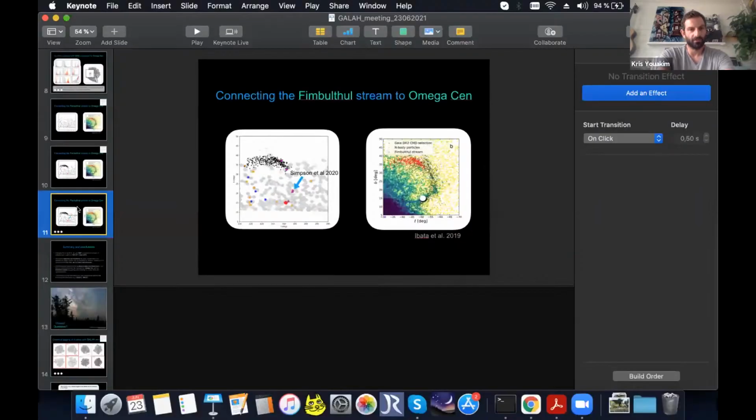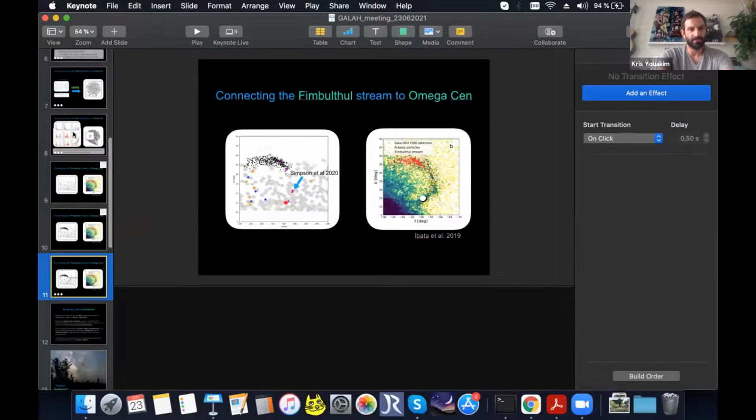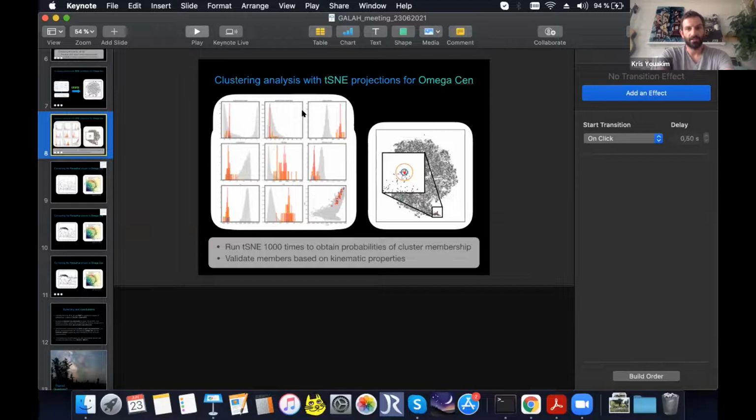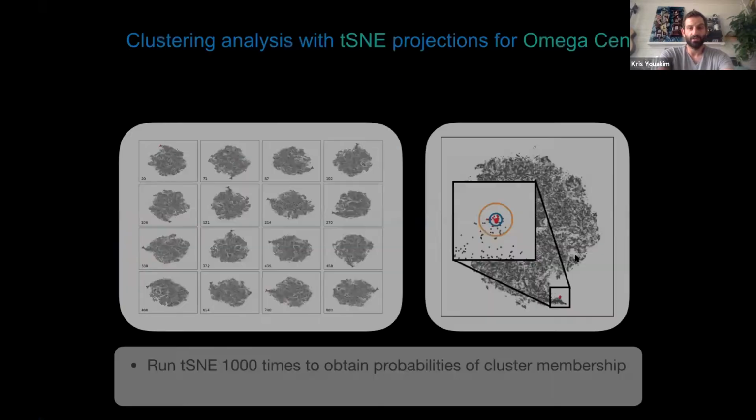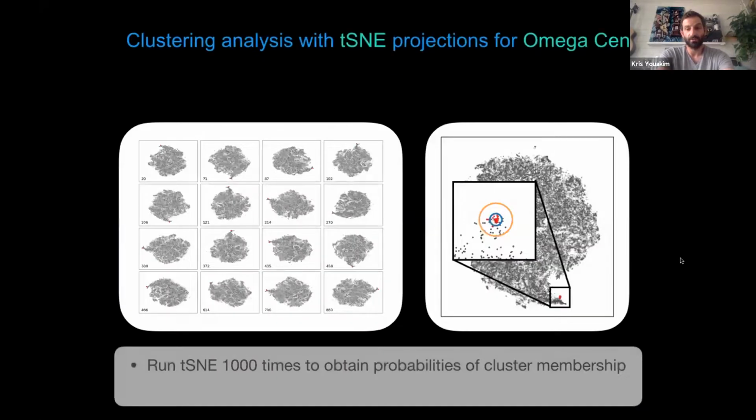Okay, so the first part of your question, did I try with just kinematics? Yes, I did. And I don't remember exactly, the results were slightly worse, but they were still quite good for Omega Cen. In fact, I tried with just chemistry and the results were not very good. So the main power was in the kinematics.